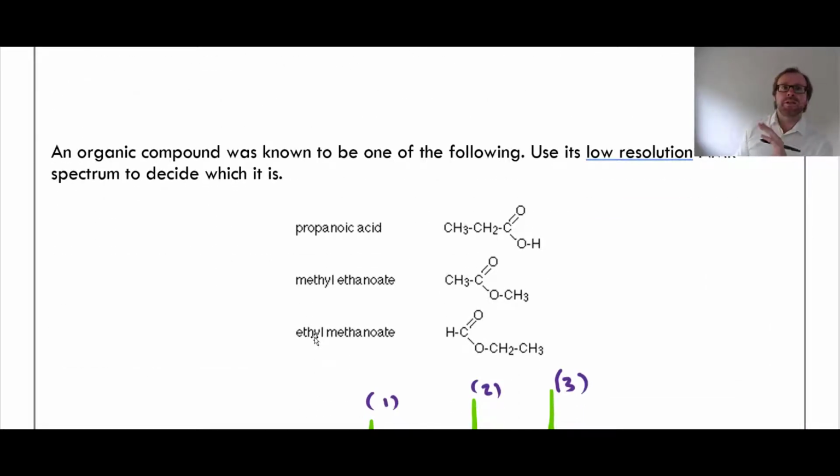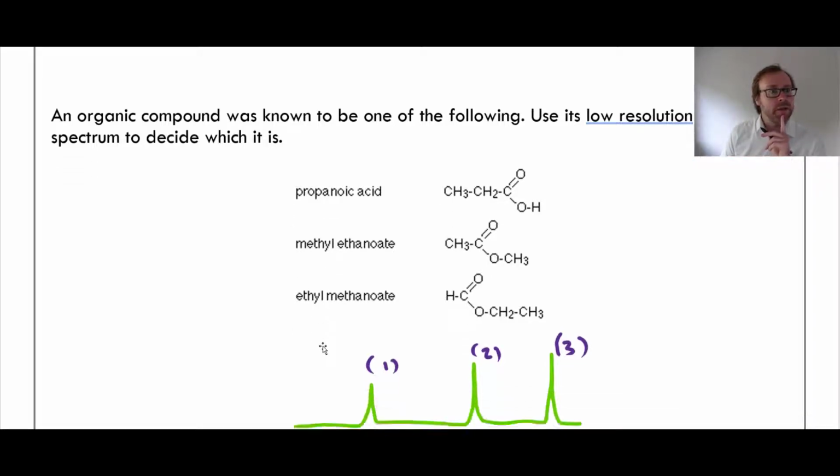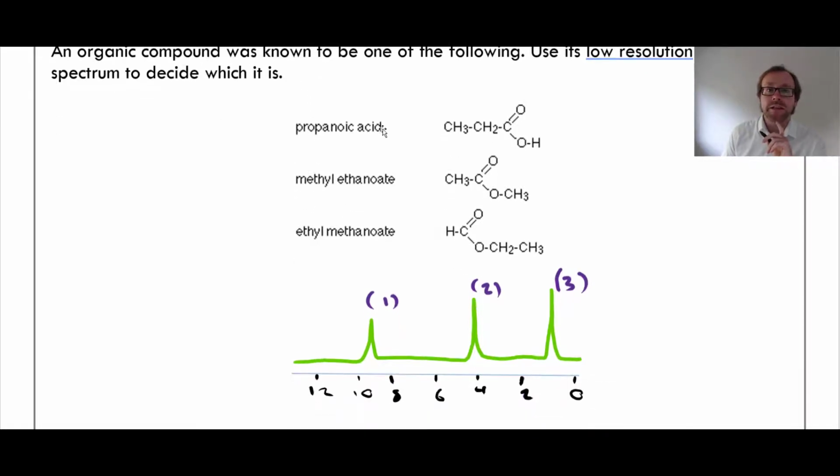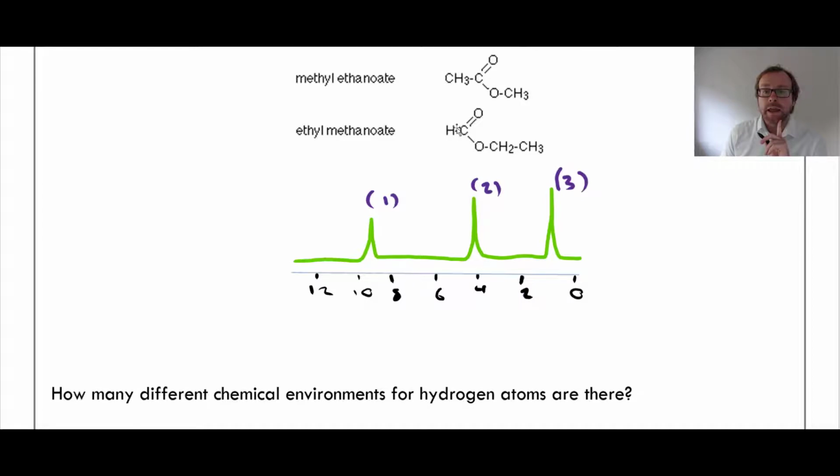I would probably suggest you do this in pencil to begin with, or on a scrap piece of paper, okay? So an organic compound was known to be one of the following. Use its low resolution NMR spectrum to decide which it is. So it could either be propanoic acid, or methyl ethanoate, or ethyl methanoate. And I've given you the structures as well. Here is the low resolution NMR.